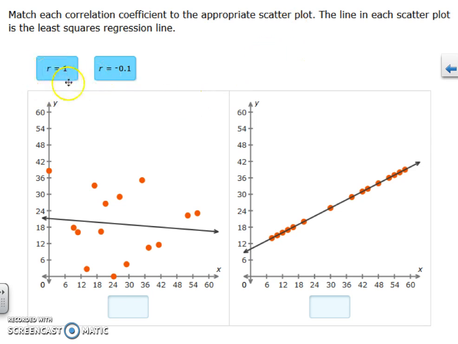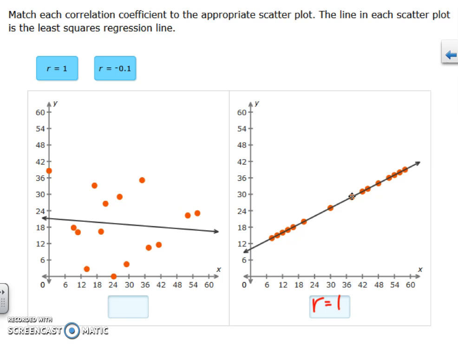So I've got r equals 1 and r equals -0.1. So there's two ways to kind of think about this. One, obviously this graph is very far, the points are far away from the line, so that's not going to be a strong correlation. These points are all on the line exactly. So this would be an example of r as a 1.